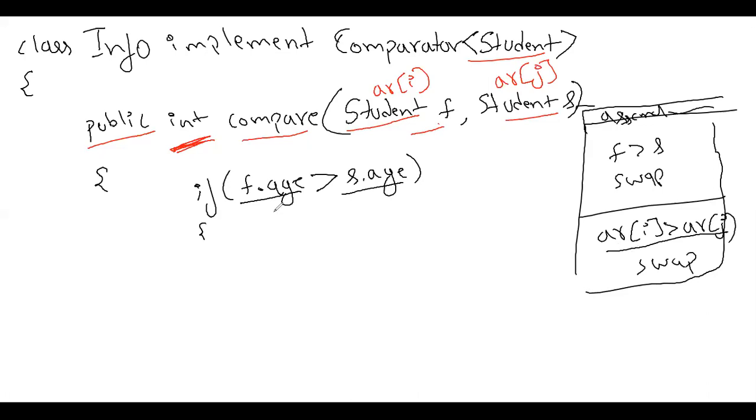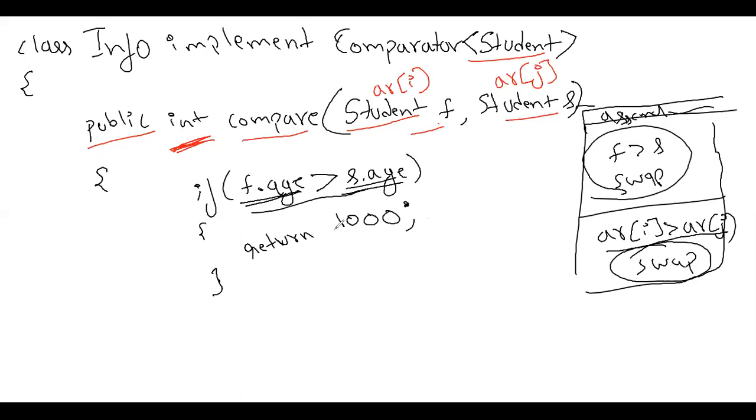Now the condition is true, so what do I have to do? I have to swap. So how do I give information to the compiler to swap? If you want to swap, you have to return any positive value, maybe 1 or 10 or 100 or 1000, any positive value. So we are saying that if the first number is greater than the second number, then we have to swap, and the information we give is a positive value. If you give a positive value, it will swap. If you give a negative value, it will not swap.